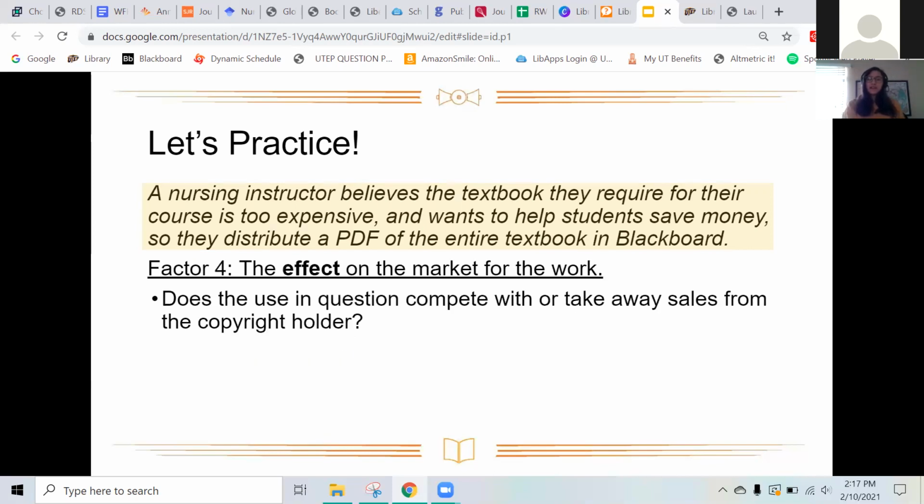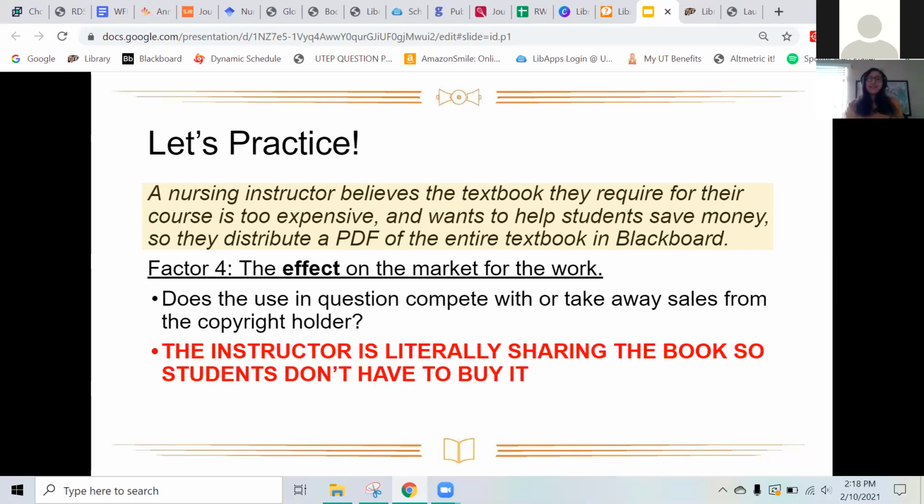And the fourth factor, what is the effect on the market value for the work? So does the use that's in question compete or take away sales from the copyright holder? That's essentially what we're trying to determine. Is it going to prevent people from needing to buy this? Yes, that is the point in this scenario. The instructor is literally sharing the book so students don't have to buy it. And that's not something that fair use supports.